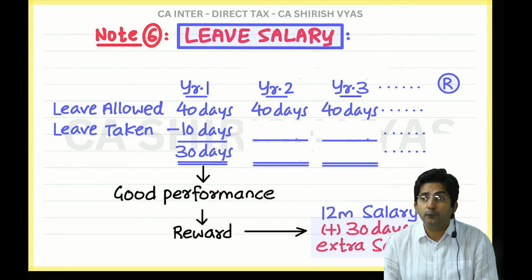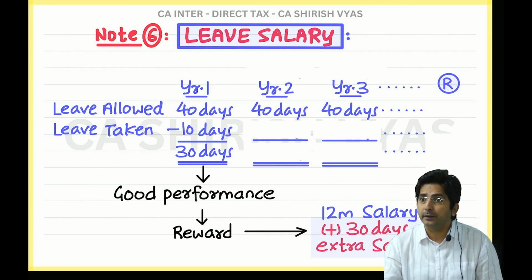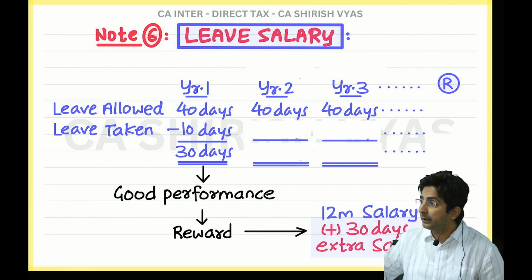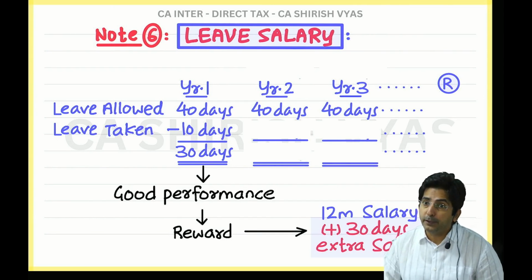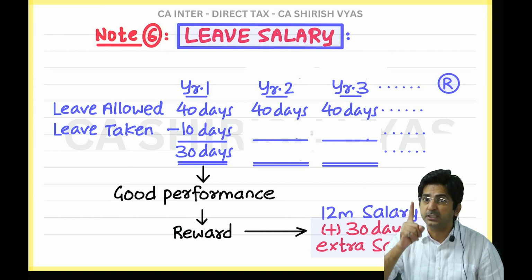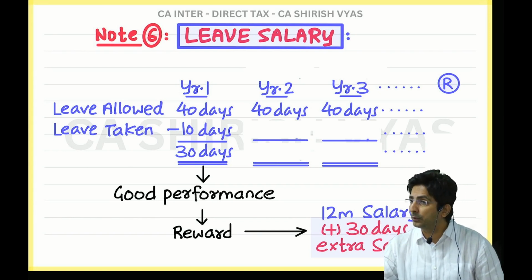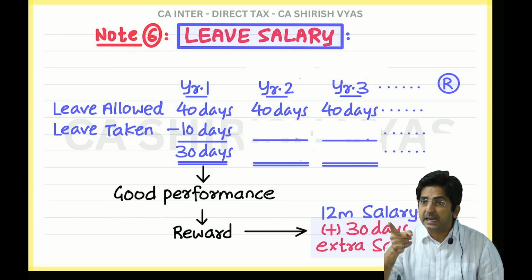Now tell me, what if you take 55 days holiday? You are given only 40 days holiday and you take 55 days holiday. Then you will be punished. How many extra holidays did you take? 15 days. So 15 days salary will be cut.